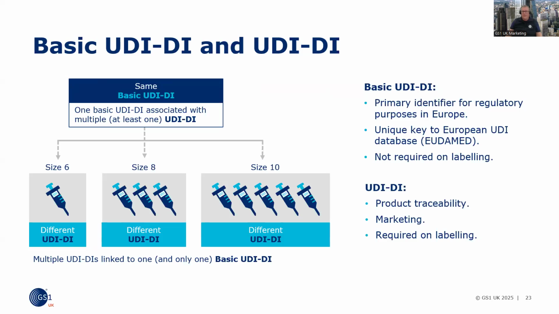And here we have another representation of that. So you've got a syringe, and the syringes all have the same intended purpose, risk class, and essential design and manufacturing characteristics, but they're different sizes, and there are different counts of those different sizes. So they're all under the same declaration of conformity, and so they have the same basic UDI-DI. The rule of thumb, it's not a hard and fast rule, is one basic UDI-DI per declaration of conformity. There are some exceptions, but that's a basic rule of thumb.